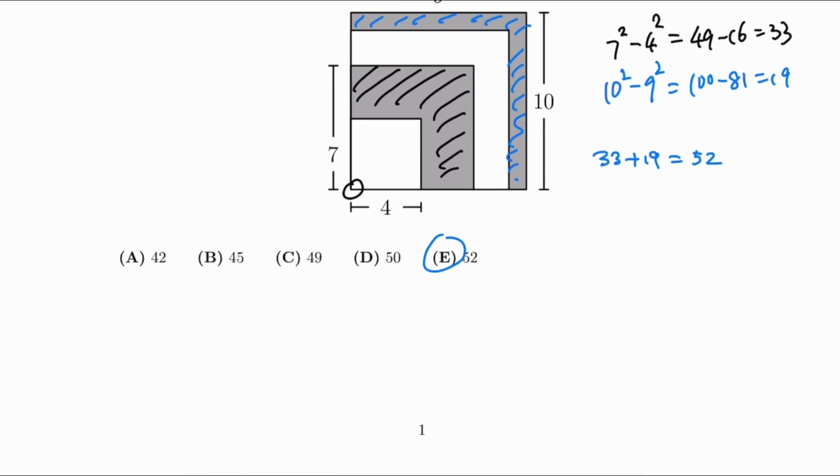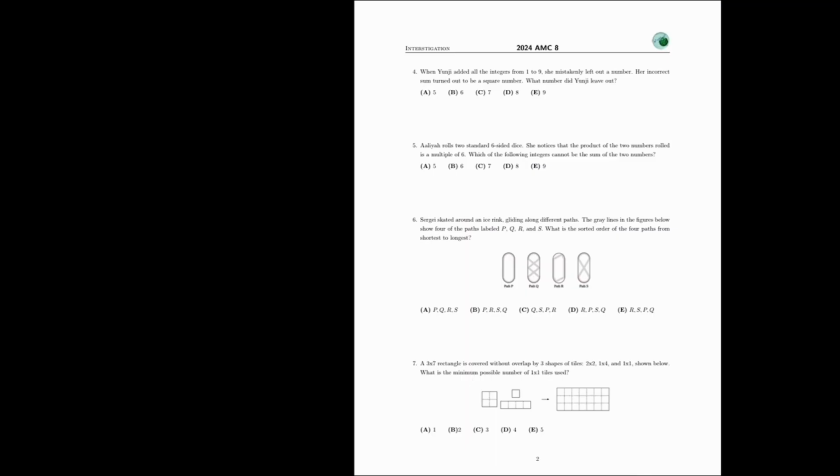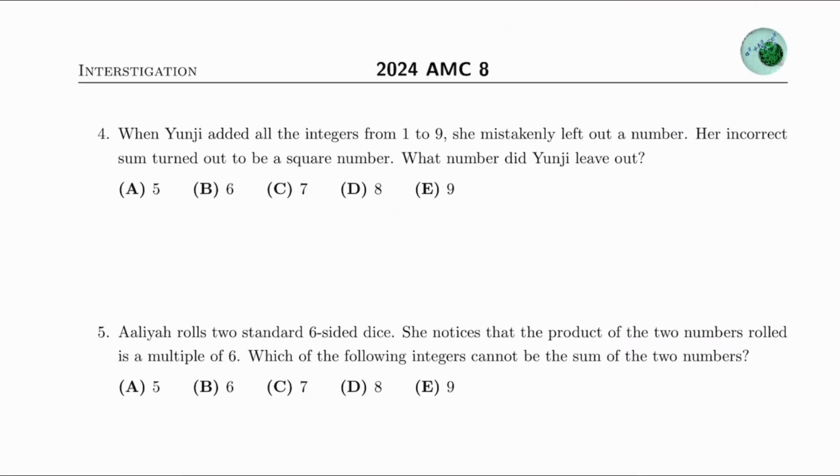Cool. Let's take a look at number 4. Number 4 says, when Yoonji added all integers from 1 to 9, she mistakenly left out a number. Her incorrect sum turns out to be a square number. What number did Yoonji leave out? So if we did add up all the numbers from 1 to 9, that would give us 45.